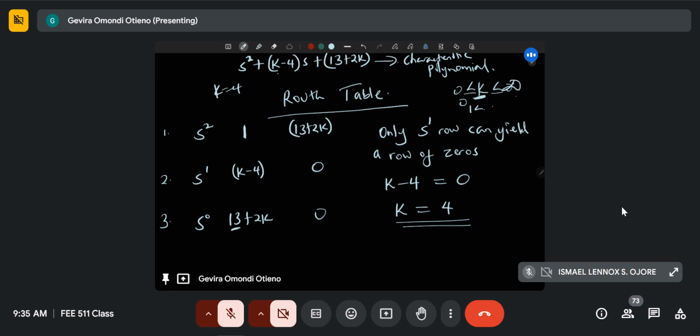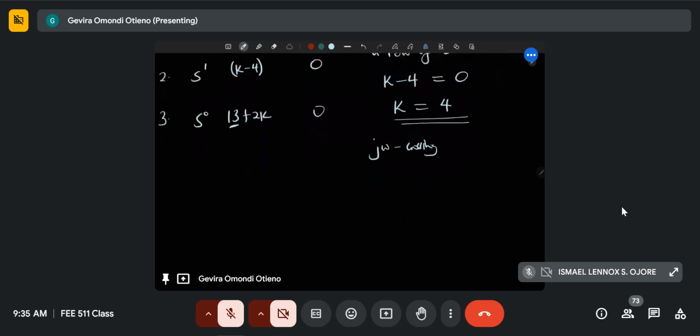So for us to get the j omega crossing, we have to know what is the even row, the immediate even row above the s to power 1 row. And of course, there is only one row above s to power 1, which is s to power 2. And that makes it easy for us.